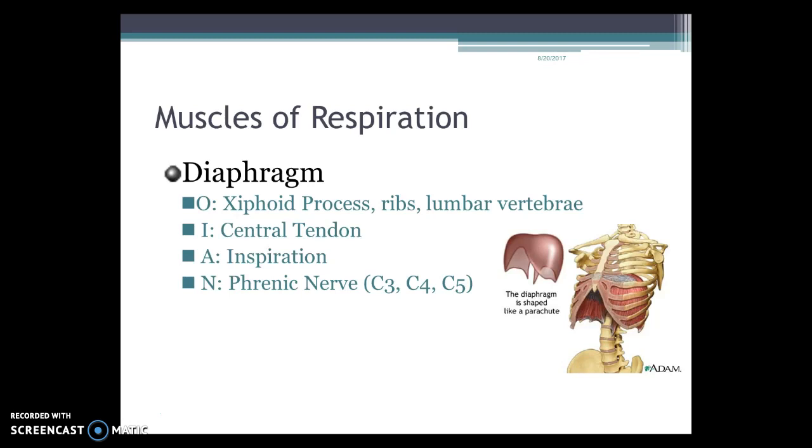And then we have origins and insertions of your muscles of respiration. So your diaphragm comes from your xiphoid process to your central tendon. Its action is inspiration, innervated by the phrenic nerve. So, yeah, it says here, it's shaped kind of like a parachute.